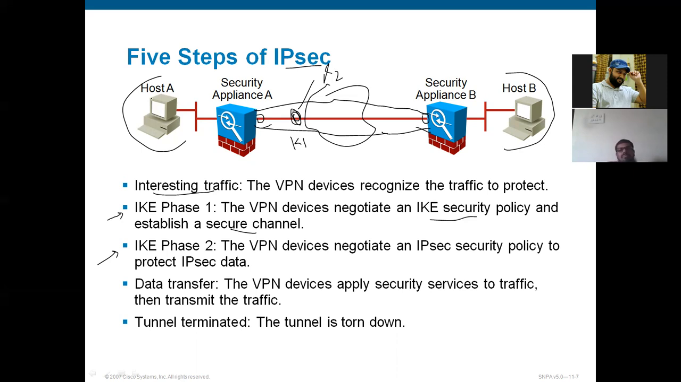And what is the interesting traffic? What are they protecting? When host A wants to talk to host B, and data is being transferred over the internet, IKE phase 1 and phase 2 will help you protect it. Third, data transfer: the VPN devices apply security services to the traffic, then transmit the traffic.